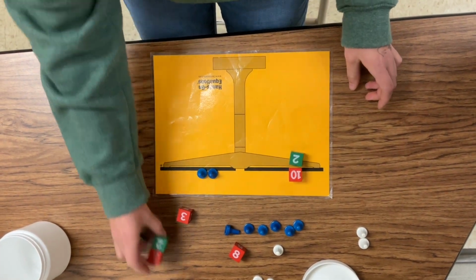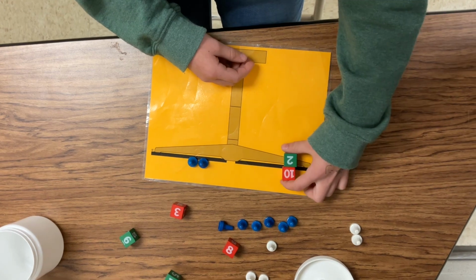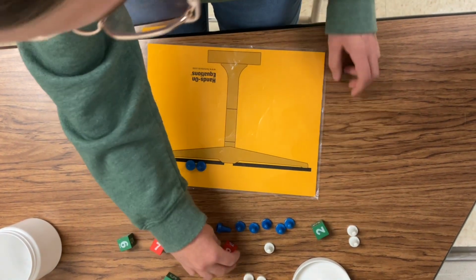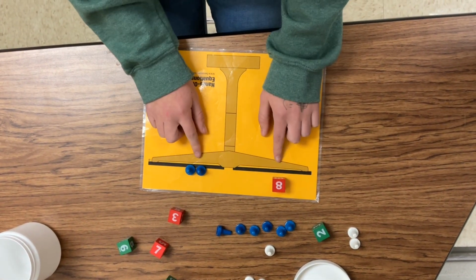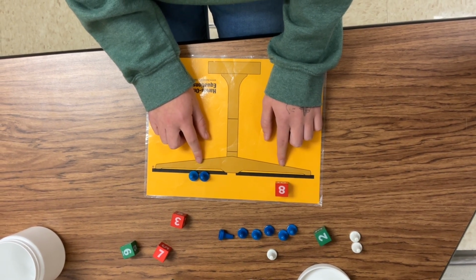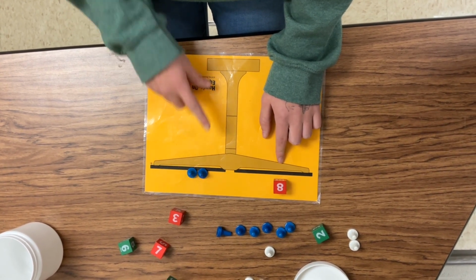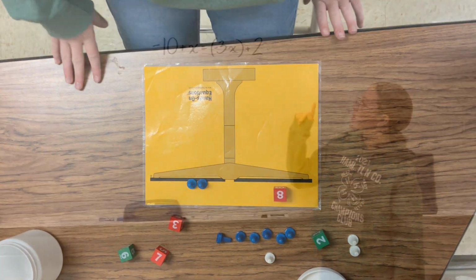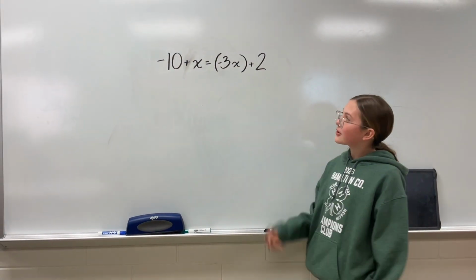This cancels out as a pair of 0. And then 10 minus -2 is +8. Then divide by 2. And then you would get x equals 4.